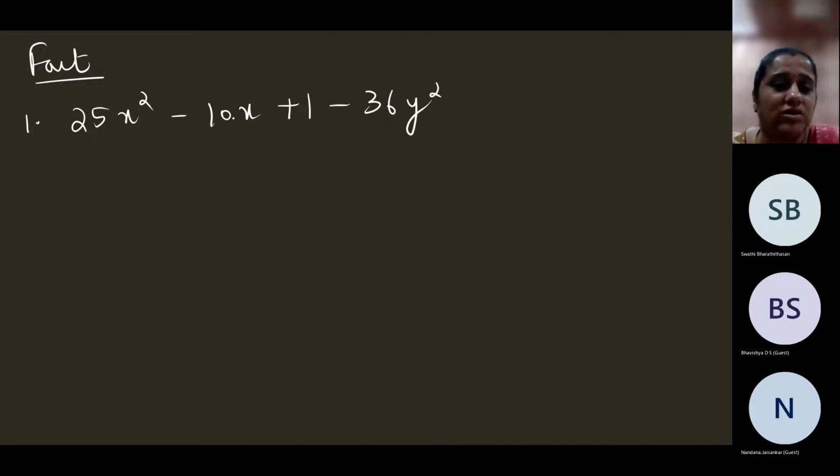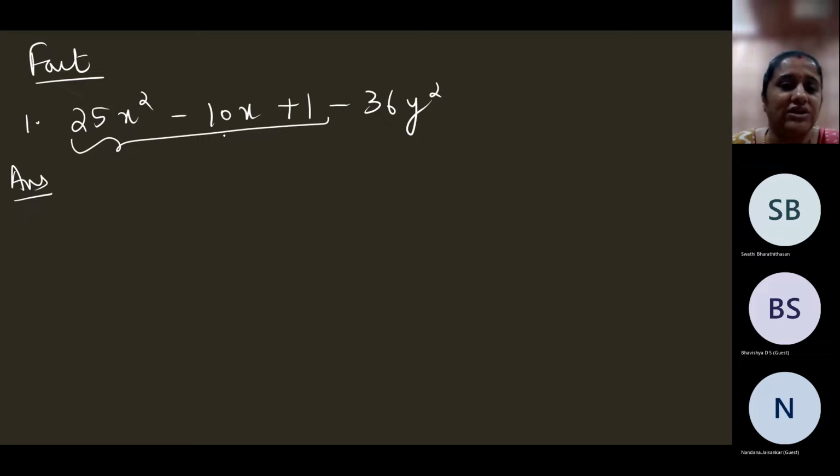Now here, children, you'll have to group the first 3 terms. It's new to you, so listen to me carefully. Group the first 3 terms and keep the last term as it is. The first 3 terms are of the form a squared minus 2ab plus b squared. So first always write down the given expression like this.